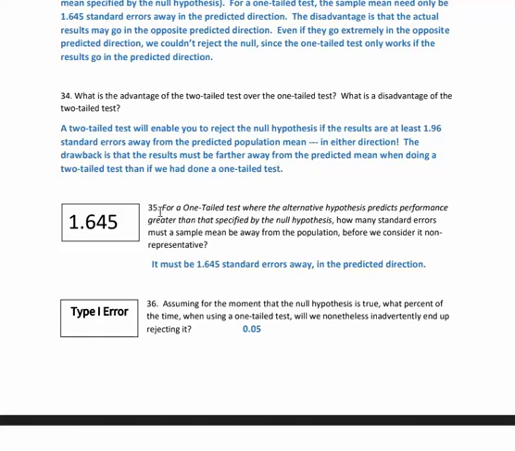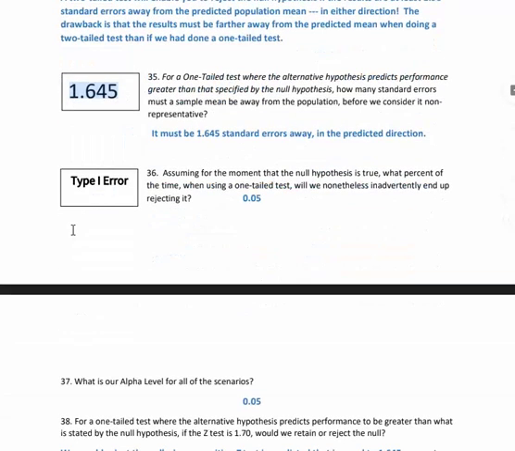Number 35. For a one-tailed test where the alternative hypothesis predicts performance greater than that specified by the null hypothesis, how many standard errors must the sample mean be away from the population mean before we consider it non-representative? It must be 1.645 standard errors away in the predicted direction. By the way, we get that 1.645 because if you look it up in the z table, it'll tell you that the proportion of the distribution beyond that, so z and beyond, is 0.05. So that's the cutoff for a 0.05 proportion or probability.